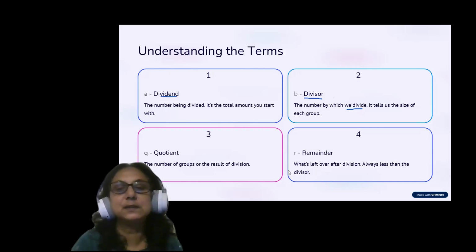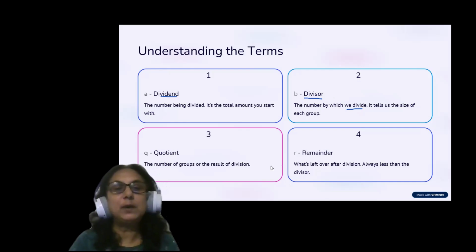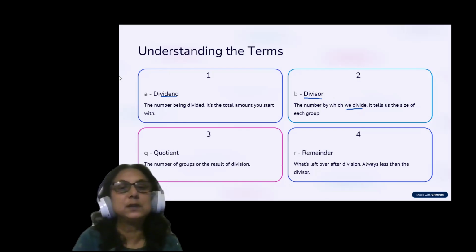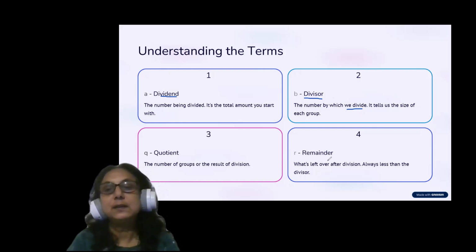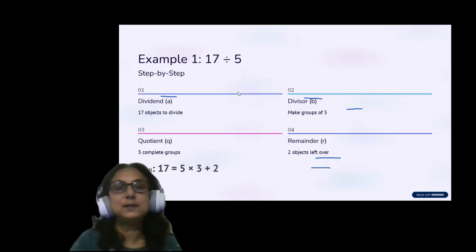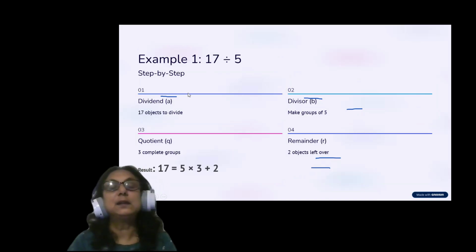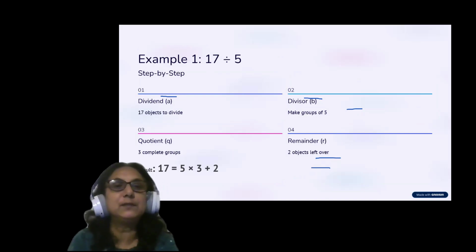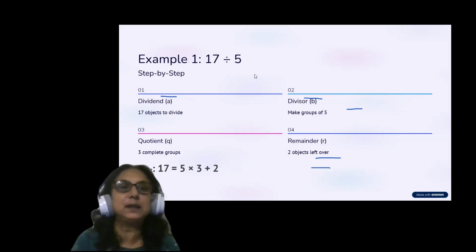The next is the quotient. The number of groups, or the result of division, is the quotient. And the remainder is whatever is left over. So Euclid's division lemma is A equals BQ plus R. That means dividend equals divisor times quotient plus remainder.